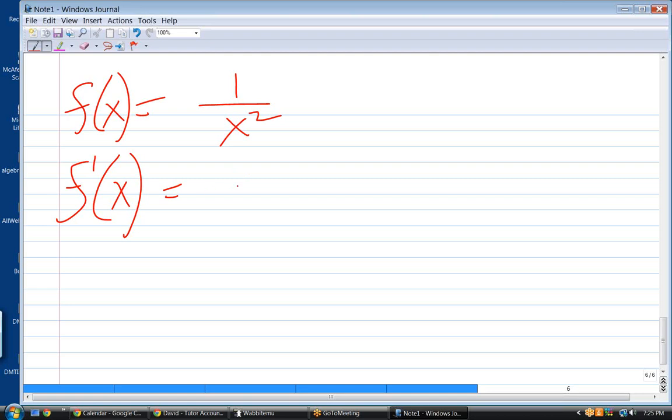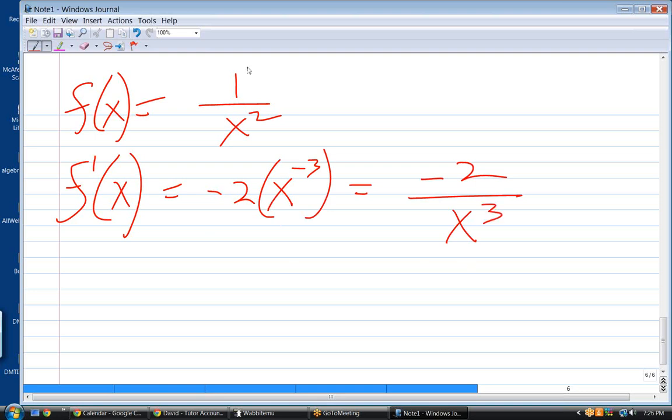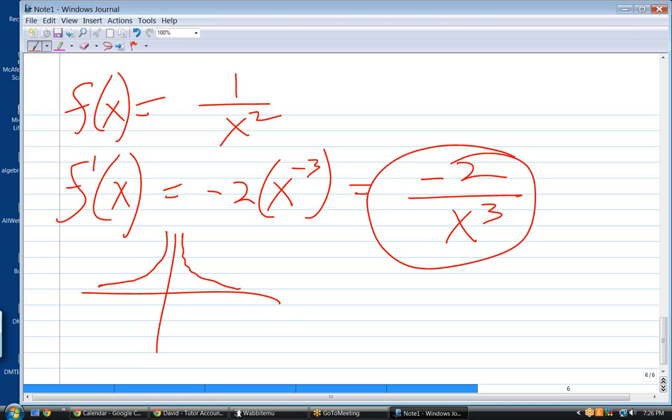Negative 2 times x to the negative third power. Good. You got it, and that is negative 2 over x to the third. Notice how this function graphs. That function graphs like this. Well, now we're looking at positive slopes over here, negative slopes over here. Is that what that gives us? Well, when x is negative, the denominator is negative, the numerator is negative, I should have a positive slope, and I do. When x is positive, the numerator is negative, the denominator is positive, I should have a negative slope, and I do. So that indeed is the first derivative, and it matches what we see.